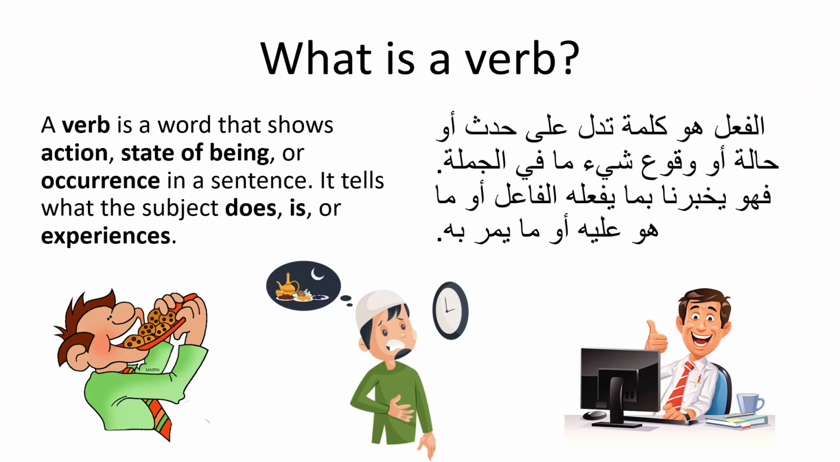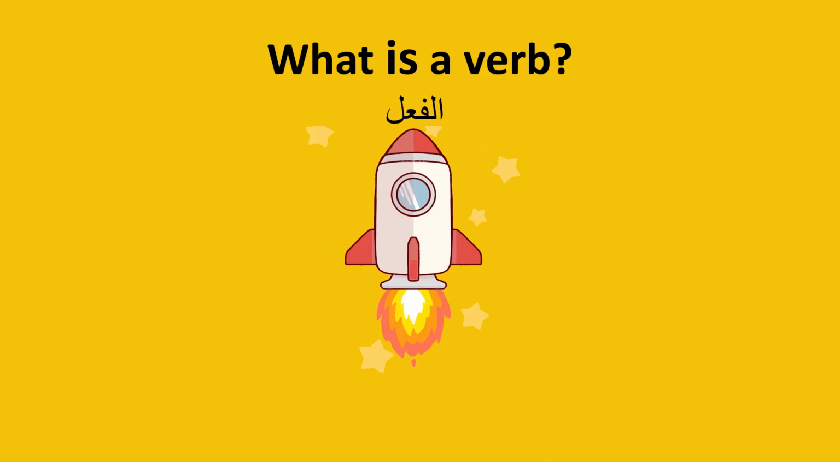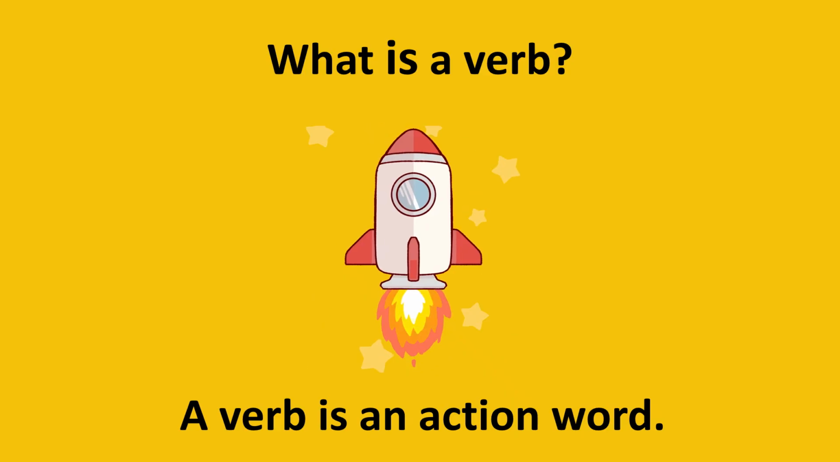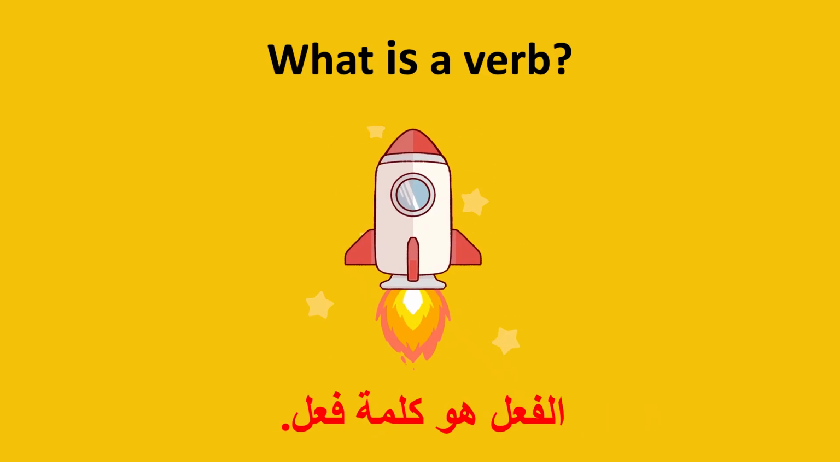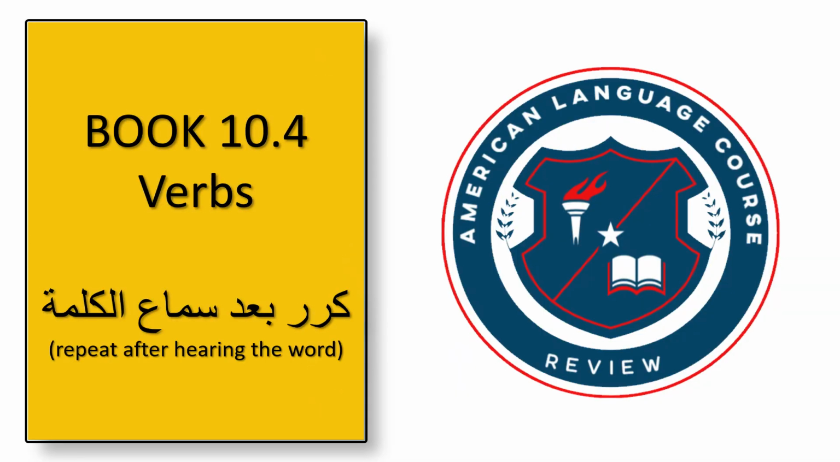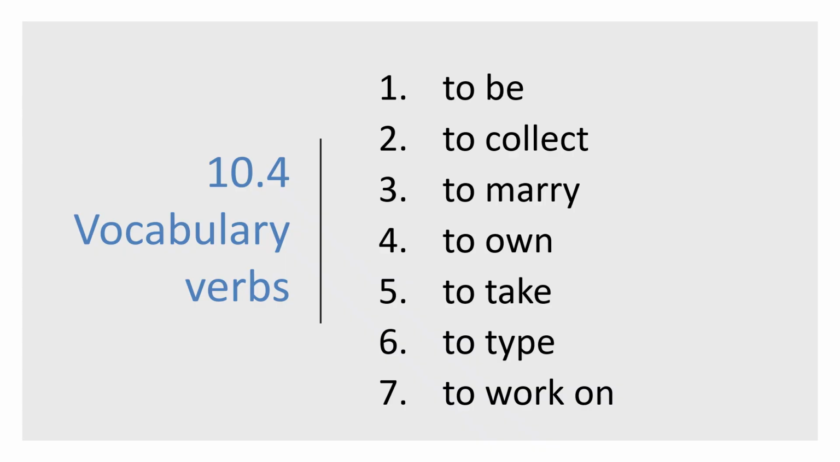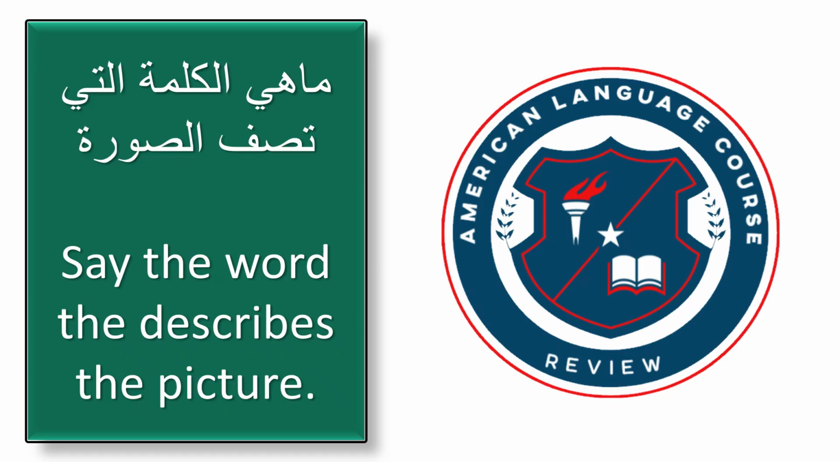Writer. What is a verb? A verb is a word that shows action, state of being, or occurrence in a sentence. It tells what the subject does, is, or experiences. What is a verb? A verb is an action word. Book 10, Lesson 4, Verbs. Repeat after hearing the word. Number 1, to be, to collect, to marry, to own, to take, to type, to work on. Say the word that describes the picture.